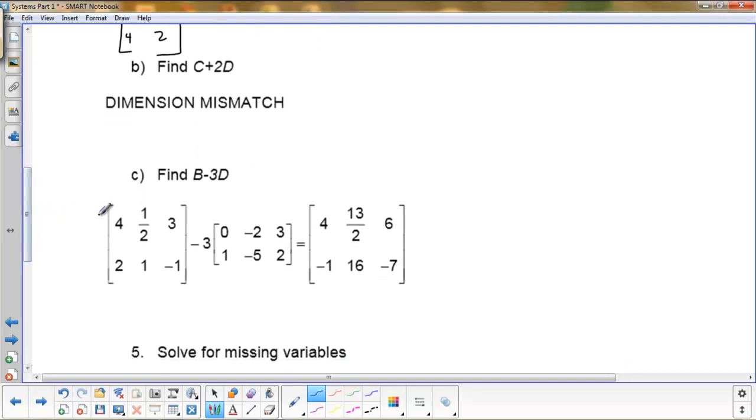All right, our last one here is going to be finding this solution matrix. Remember, we begin with this right here.